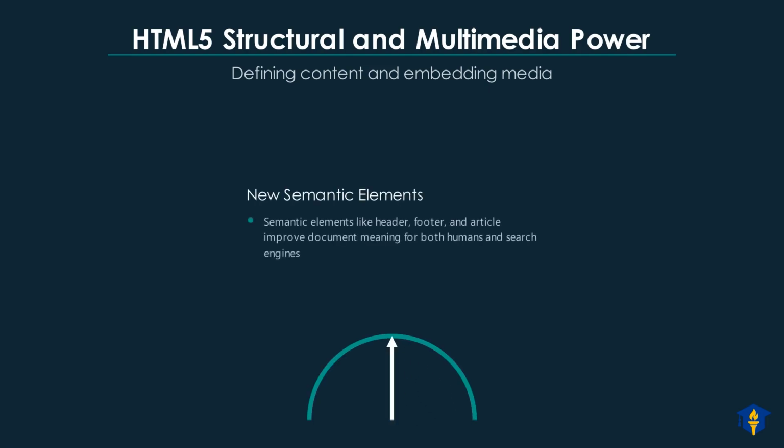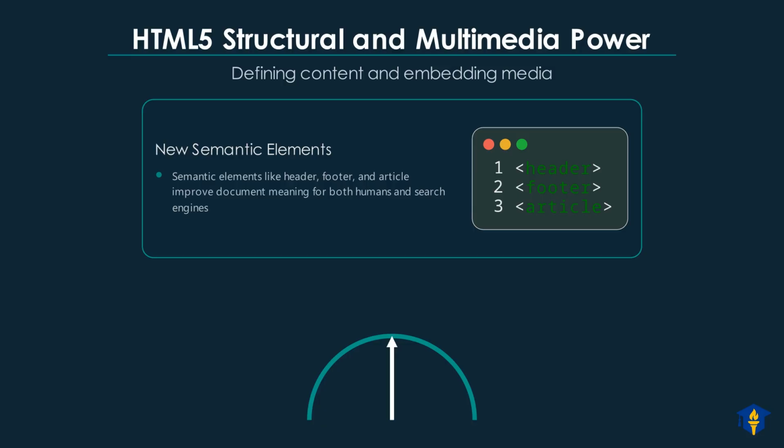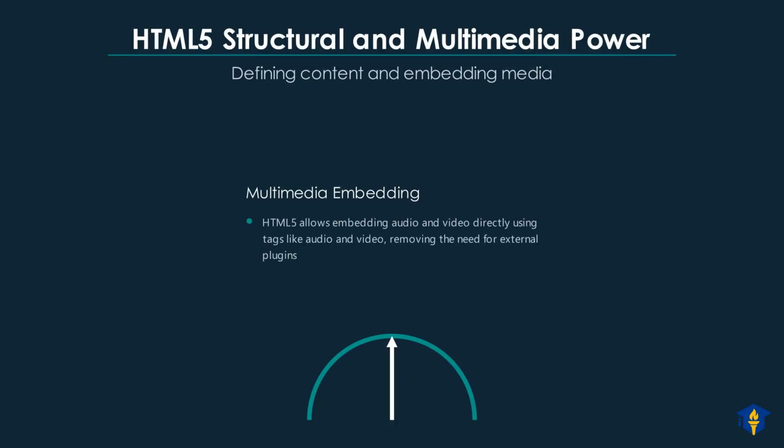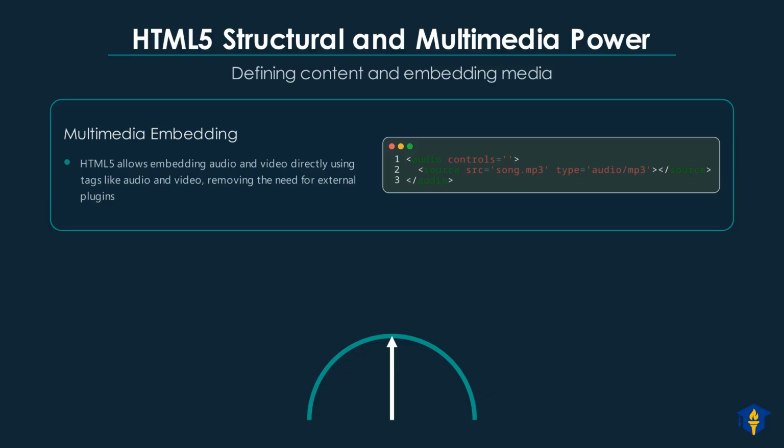One significant advancement in HTML5 is the introduction of new semantic elements. Elements like header, footer, and article enhance document meaning for both users and search engines. Here are examples of these important semantic tags: header, footer, and article. HTML5 also greatly simplifies multimedia embedding directly into web pages. You can embed audio and video using tags like audio and video, removing external plugin dependencies. This code snippet demonstrates embedding an audio file directly into your web page with controls.